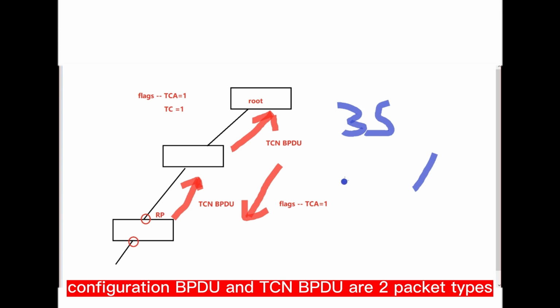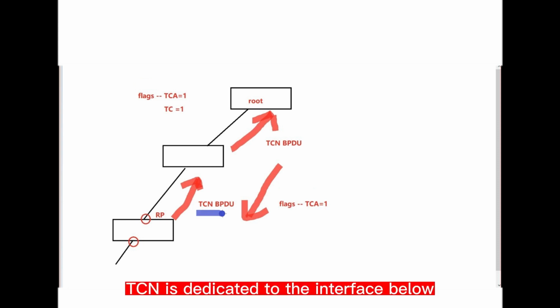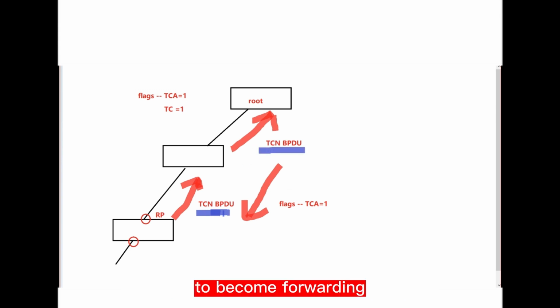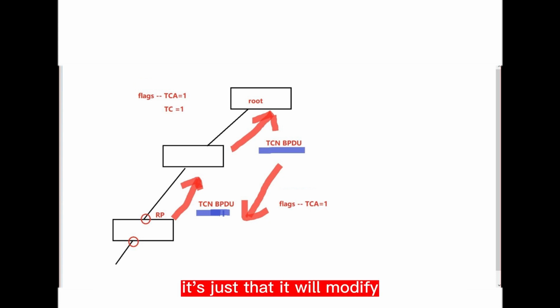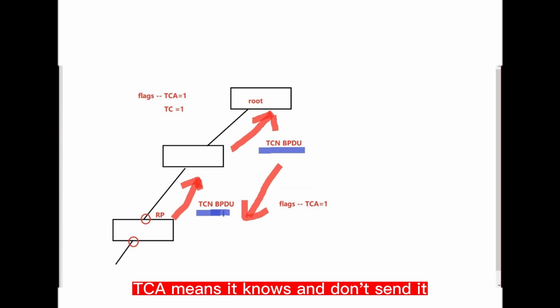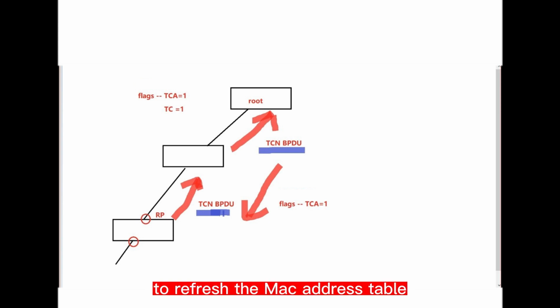Configuration BPDU and TCN BPDU are two packet types. How to distinguish them? By the BPDU type: one is configuration, one is TCN. TCN is dedicated to reporting upwards that an interface below has become forwarding. The reply is always the configuration BPDU, it just modifies the two flag parameters inside, then sends down. TCA means it knows, don't send it. TC represents the entire network refreshing the MAC address table.